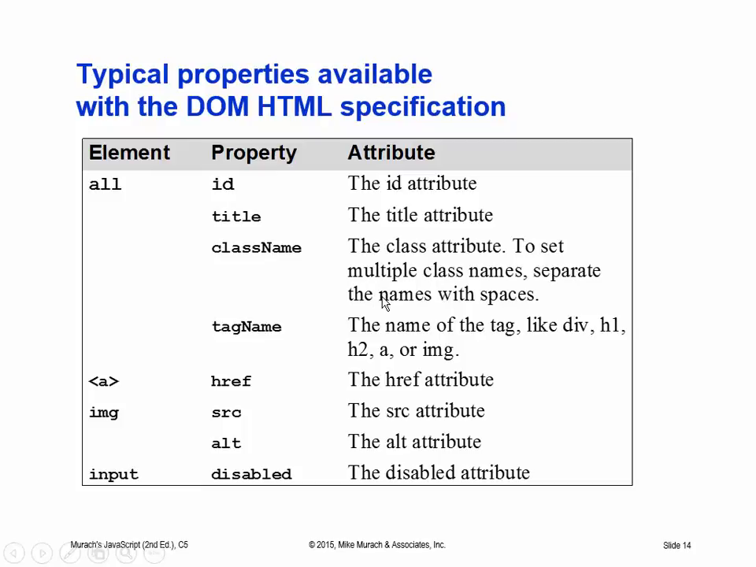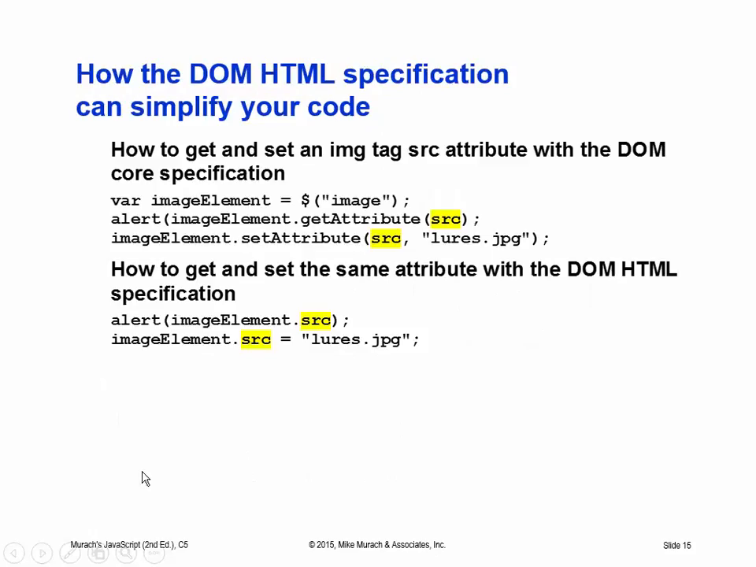These are some typical properties available. I don't want to read these. You can take a look at them. Notice with all, that means these are available for any kind of element. It would make sense that an href would be available for an anchor tag, that source and alt would be available for an image tag, and that you can disable any input element, etc.